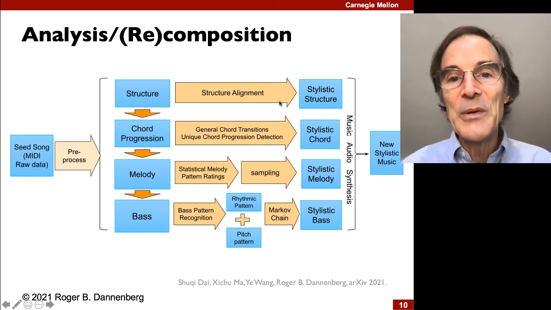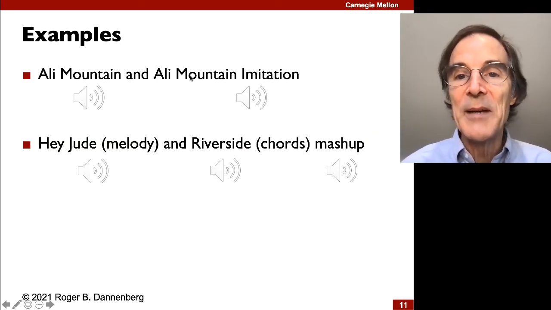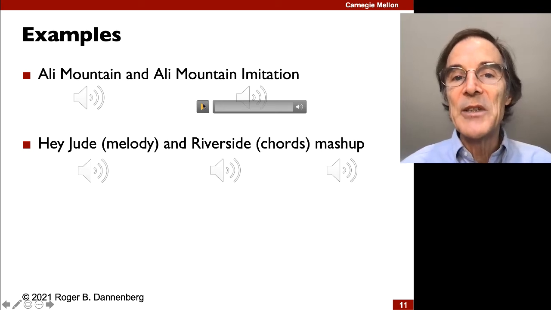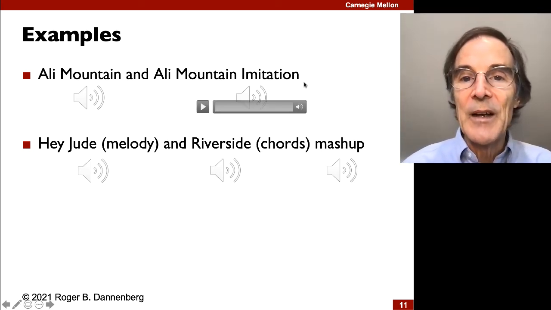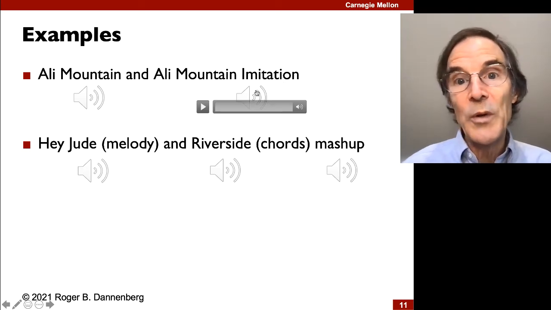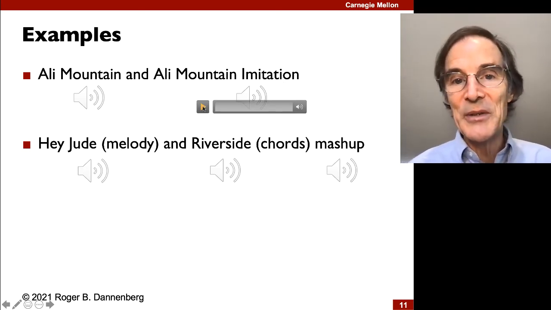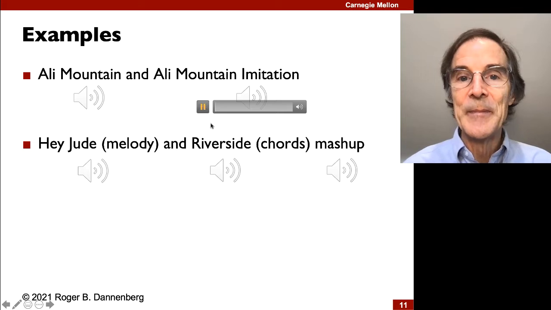I don't want to go into more detail, but I want to play some examples. The first of these is an imitation of the Chinese song Ali Mountain. It will not be something you recognize because it's a new machine composition.